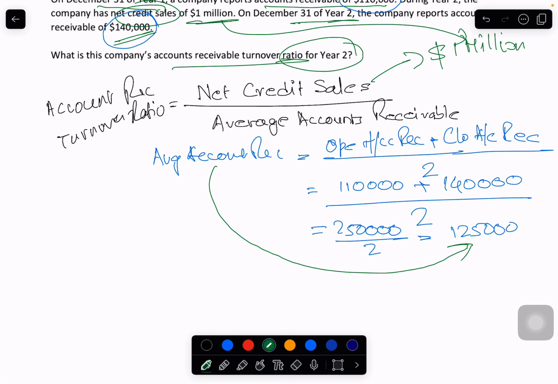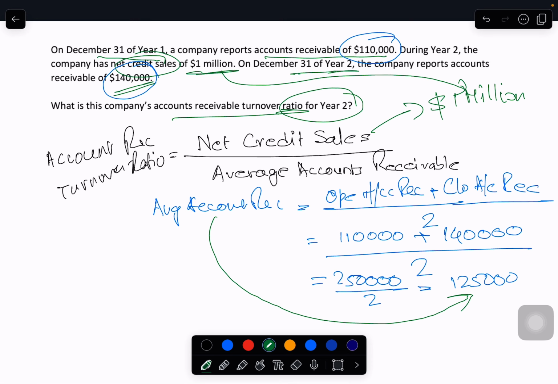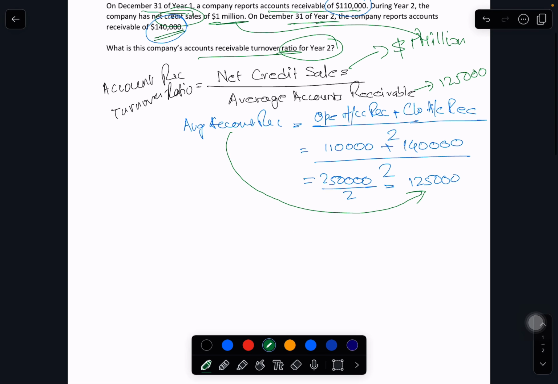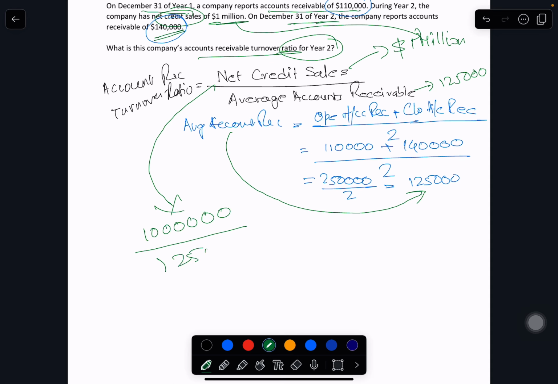So you just need to plug in this formula here for the accounts receivable turnover ratio, which is going to be 1 million divided by 125,000. So we have got this number here. If I just try to squeeze the screen so that I can show the numbers along with the formula, that's 1 million divided by 125,000, which is coming to 8. So the answer to this question is 8.